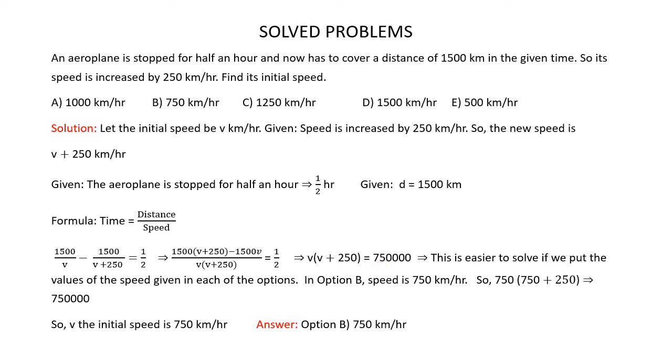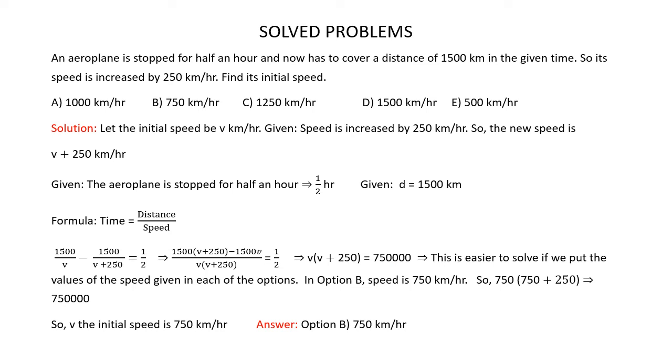Now this equation is easier to solve if we put the values of the speed given in each of the options. Now if we consider option A, 1000 kilometers per hour, and substitute the value of V as 1000, then we get 1000 multiplied by 1000 plus 250. Let's see if that comes to 7,50,000. So 1000 plus 250 is 1250. 1250 multiplied by 1000 is not equal to 7,50,000. So the value of V is not 1000.